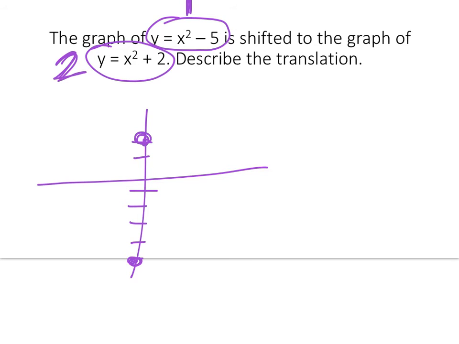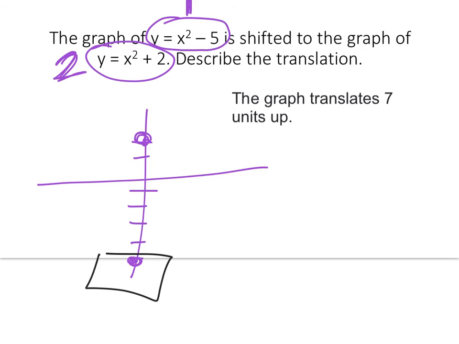So describe the translation. If we were to describe this translation, the graph translates 7 units up. We started at -5, and then we were able to move up to +2. So that'd be a 1, 2, 3, 4, 5, 6, 7 unit translation, and we have to explain the direction as well. And that's it.